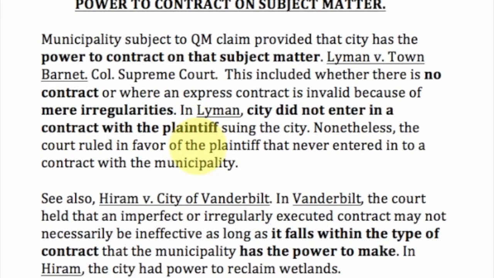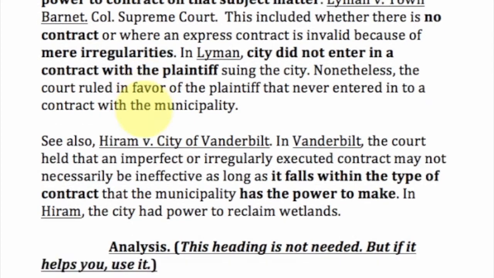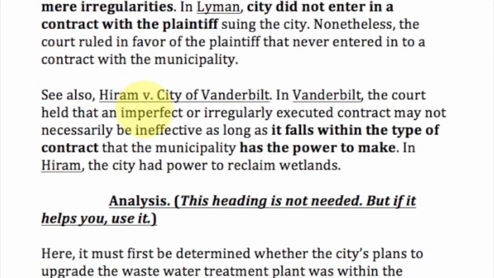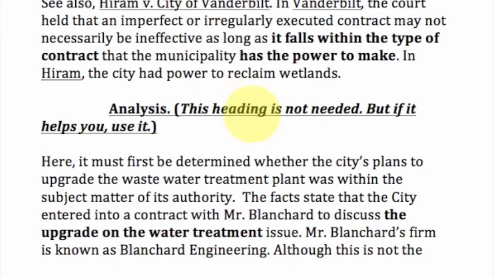Also, of course, if there is no contract, or where an express contract is invalid, then you get into the area of mere irregularities. And in Lyman, we had a woman there, right? And she never entered into a formal contract with the city. Okay, so let's keep going. The point here is that it falls within the type of contract that the municipality has the power to make. And let's go into the analysis.